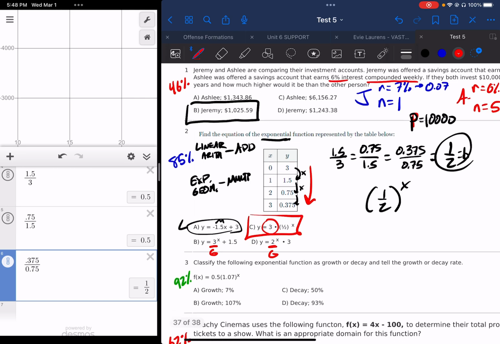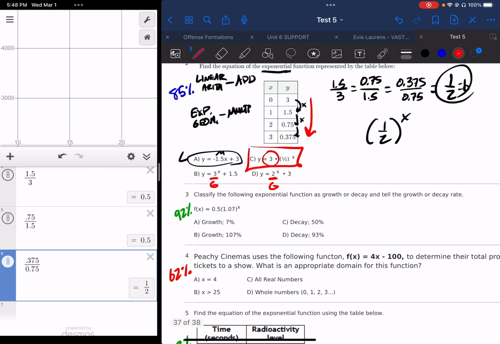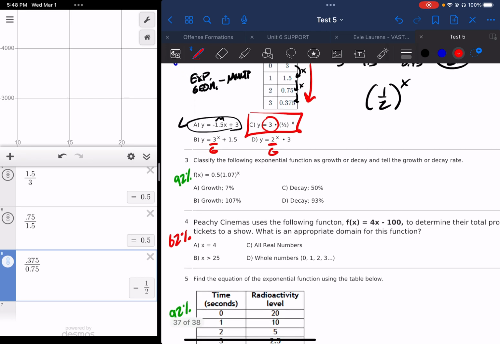We got to get better at writing the equation for an exponential function given a table. We'll work on that some today and tomorrow.